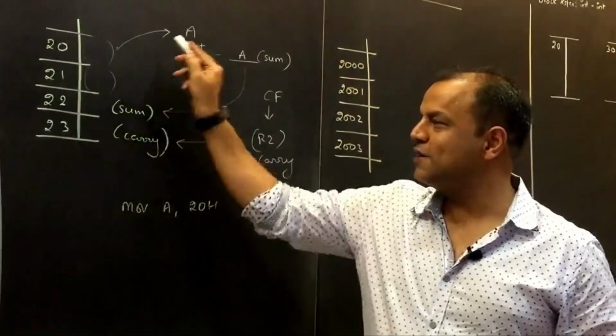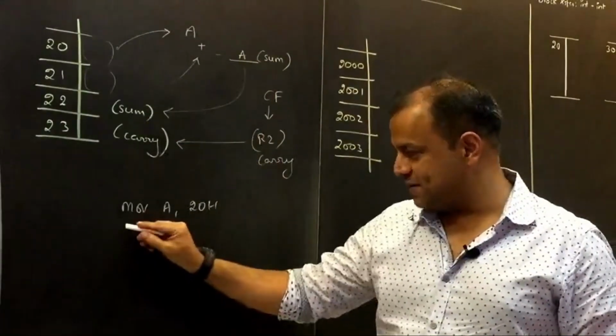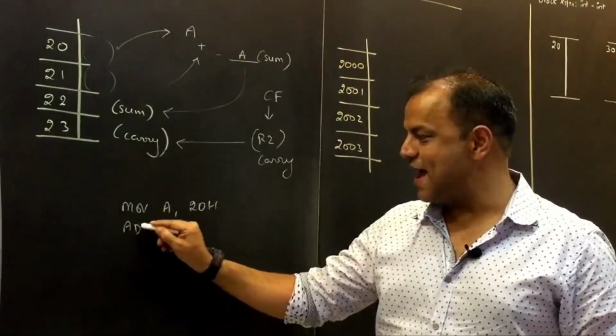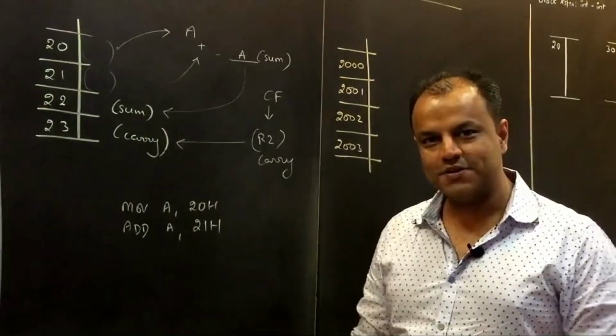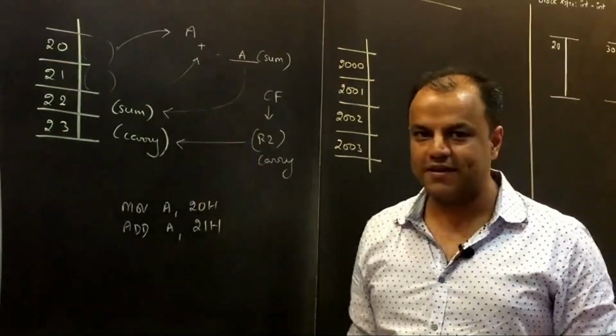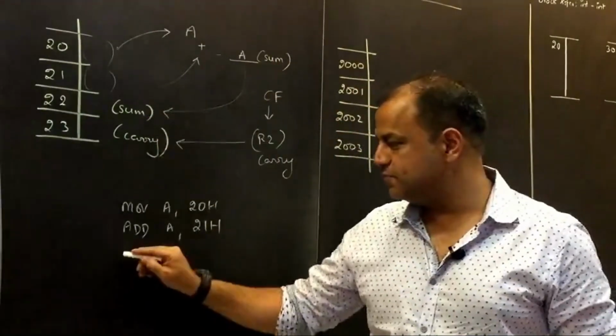So you got the data of location 20 into A register. Are you clear? Add the data of 21. Come on. Add A, 21H. Did you understand this much? Now you've taken the first number, you added the second number. What does A have now? The sum. Store the sum at 22.